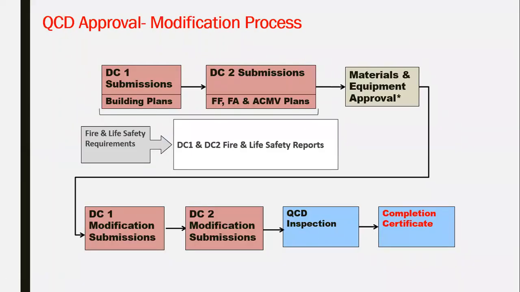And this one is showing the modification process. If you have any modification after getting approval of DC1 or DC2, depending on the size of the modification, either submit a revised DC1 modification or a revised DC2 modification, and later go for the QCD inspection until you have the completion certificates for the buildings.